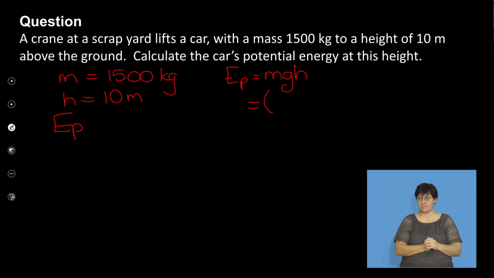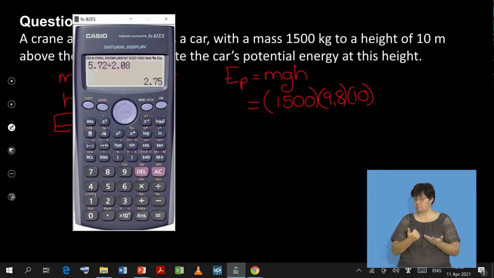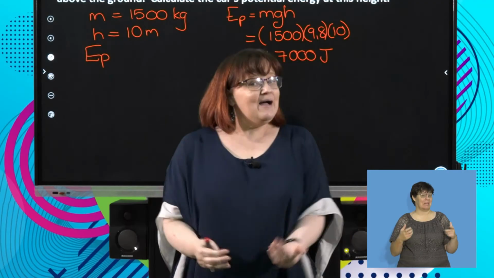So, 1,500 times 9,8 times 10. Now, we definitely can't do this in our head. So 1,500 times 9.8 times 10. Wow, 147,000 joules. It's a big number. I'm okay with that number.